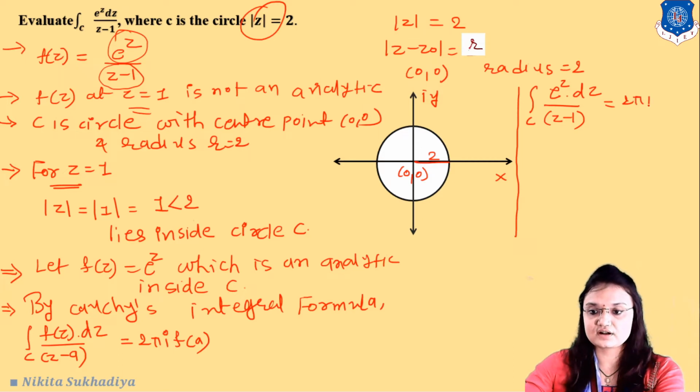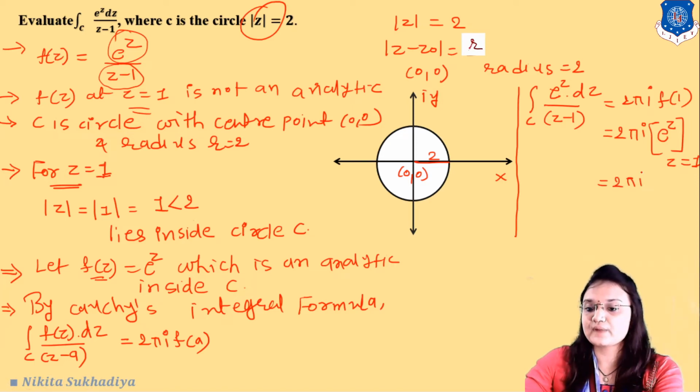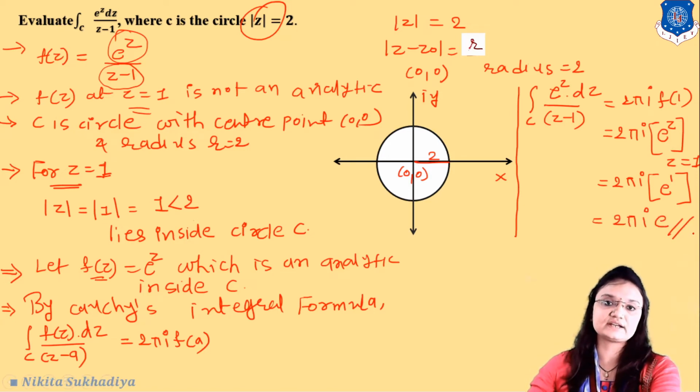So at that time we can write 2 pi i into f of 1. Here 2 pi i, and what is the meaning of f of 1? Here we have f of z, that is e raised to z. So put e raised to z where z is equal to 1. So this will become 2 pi i e raised to 1. Put z is equal to 1. So we will get the final answer, that is 2 pi i into e. This is our final evaluation of this integration.